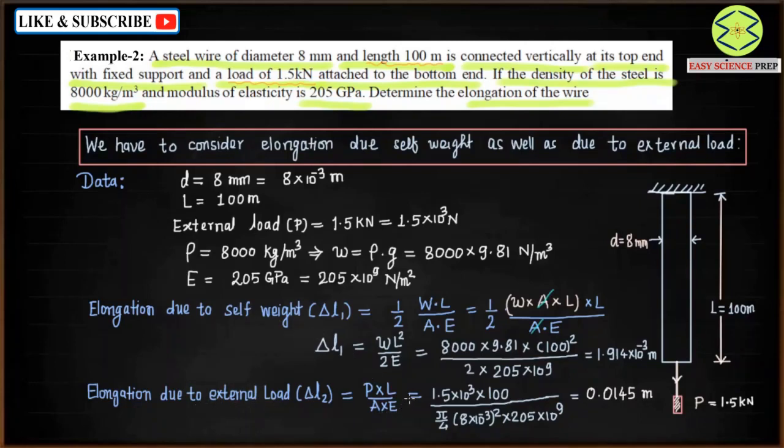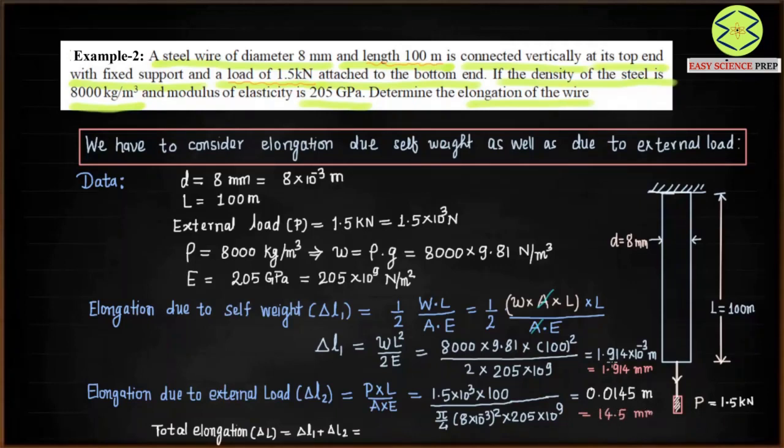Therefore, the total elongation would be the sum of the elongation due to self weight and the elongation due to the externally applied load. So we can find the total elongation as delta L1 plus delta L2, the summation of these two values. This will turn out to be around 1.914 mm plus around 14.5 mm. If you add both of them together, you will get around 16.48 mm, approximately 16.5 mm we can say.